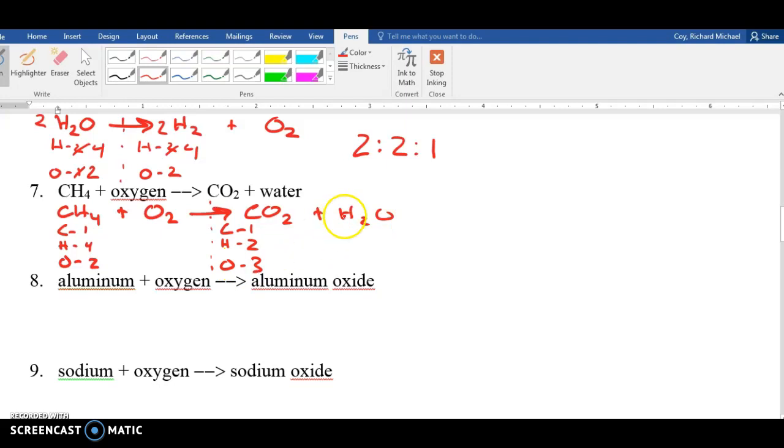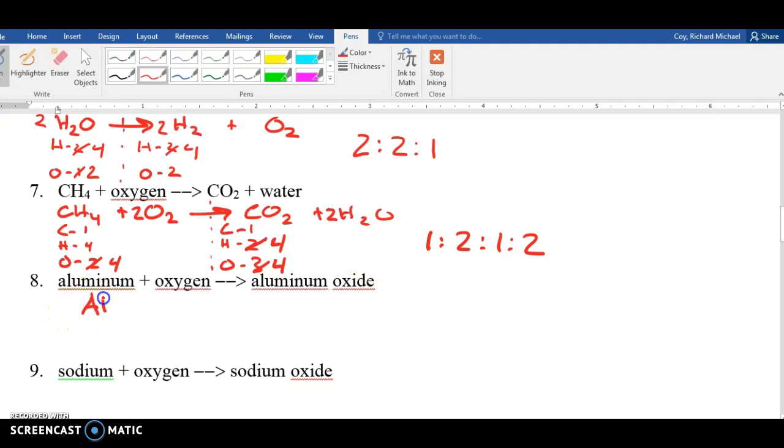Let's fix the hydrogens. Got 4 here, 2 there, 2 here, so 2. 4 hydrogens. Awesome. How many oxygens do I have? 1, 2, 4. I've got 4. Can I fix this? I need 2 more oxygens, so 2 there. Need 4. Hey, check it out. We did it. 1 to 2, 1 to 2.